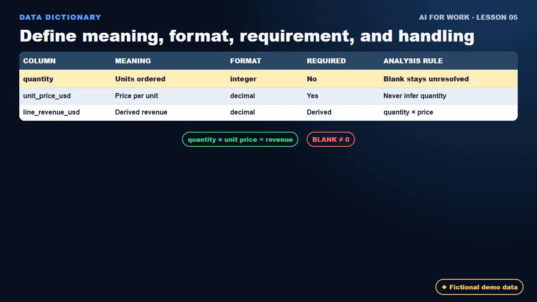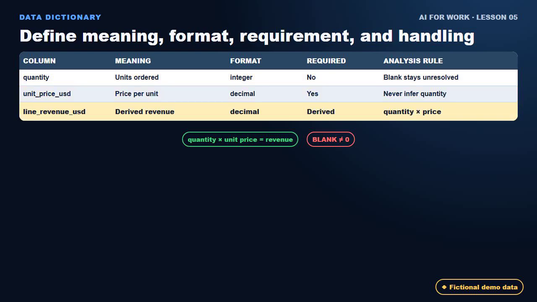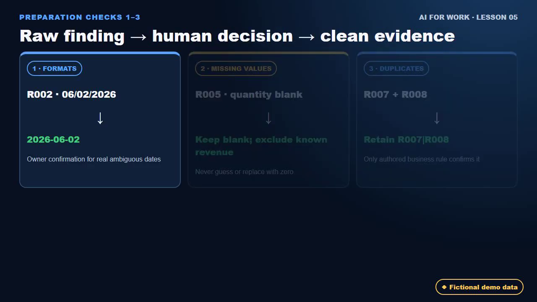Next, define every column in a data dictionary: its meaning, expected format, whether it is required, and how analysis should handle it. The derived revenue column is quantity multiplied by unit price. If quantity is unresolved, revenue stays blank. Now apply 6 preparation checks.